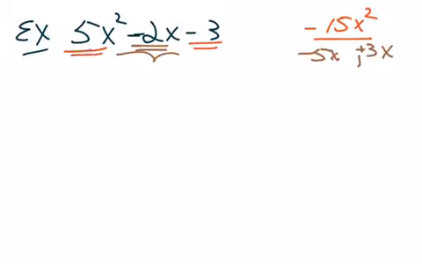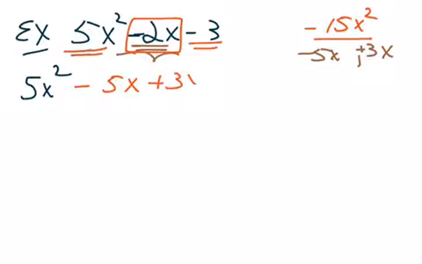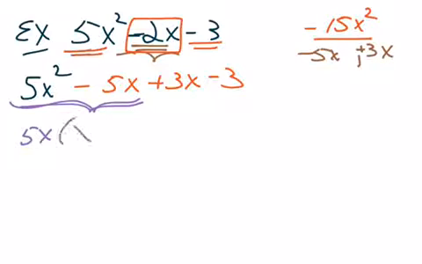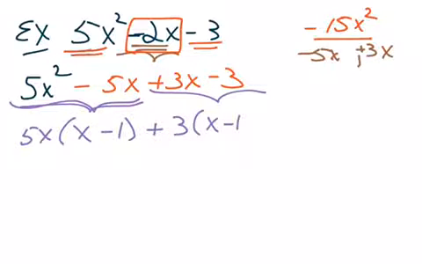So when I rewrite this problem, my 5x squared stays, but this middle term, I rewrite using those factors. And then from there, I factor the first 2 terms by grouping. So I group the first 2 terms together, and I say, hey, what's common? Well, 5x is common. I'm left with x minus 1. Group your last 2 terms together. Again, hey, what's common? A 3. You're left with x minus 1.